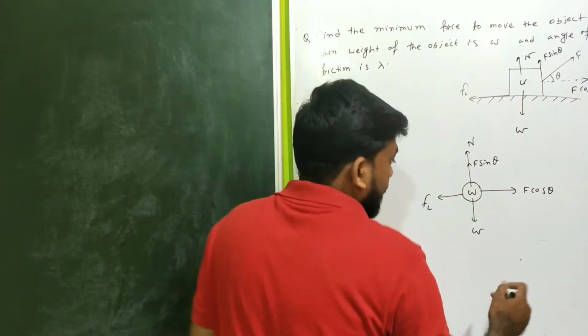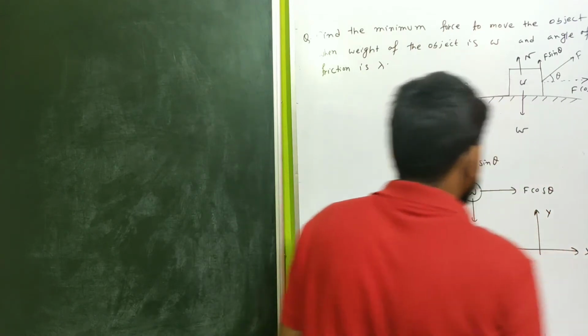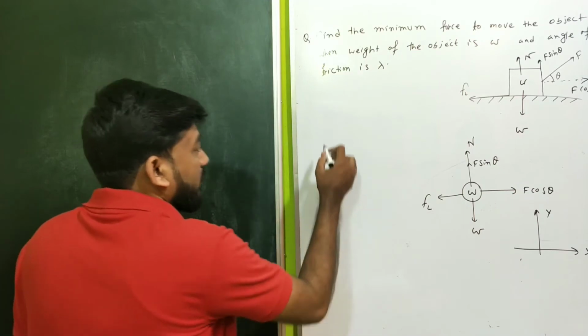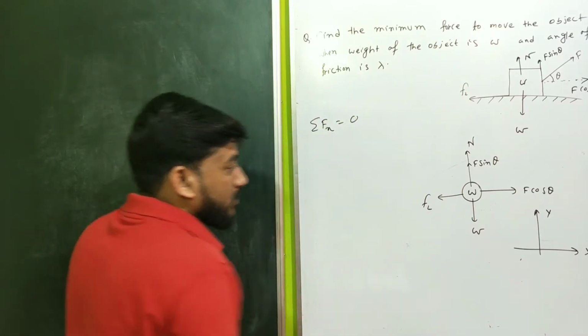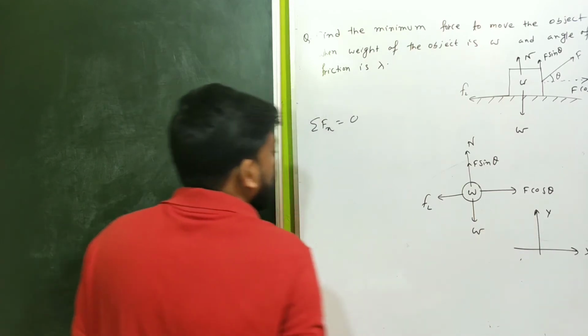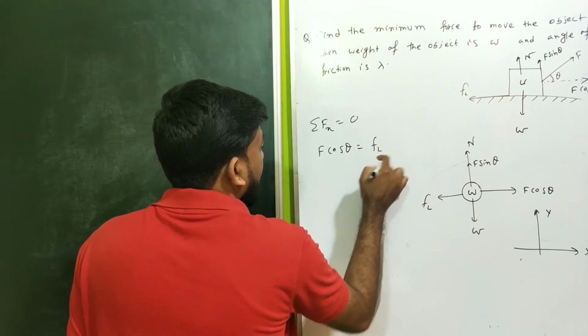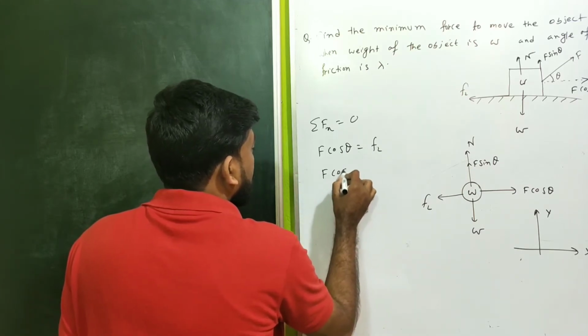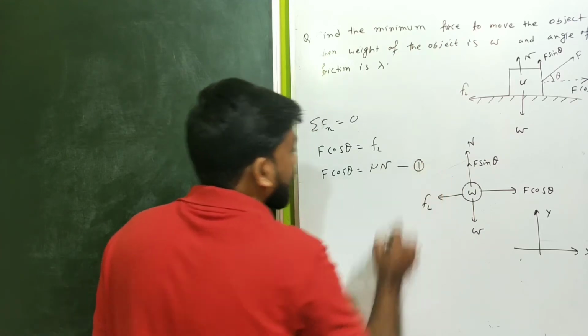So if we take this as our y axis and this as our x axis, then obviously according to Newton's equation the summation Fx will be 0, which will give you F cos theta is equal to FL, and obviously the FL is mu N. This is our equation 1.